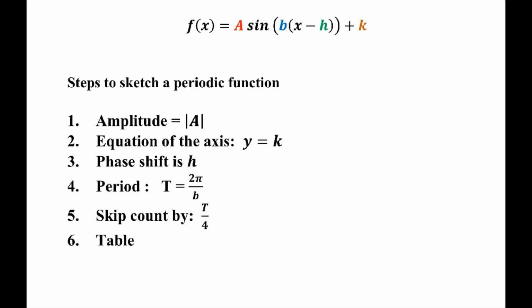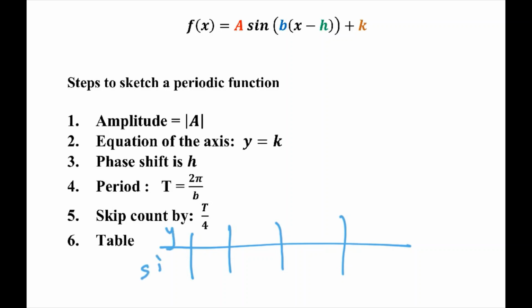And finally, we will create a table of 5 angles. So that's going to be y, and that's going to be sine, or whatever function we have. Let's say x and f(x), and we need 1, 2, 3, 4, and 5 angles, a minimum of 5 angles. It's very important here.